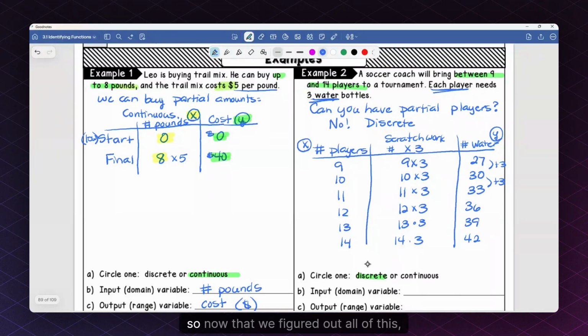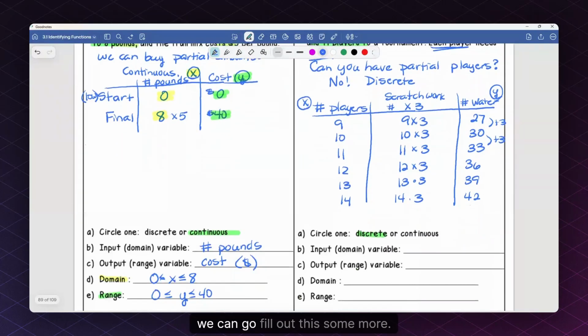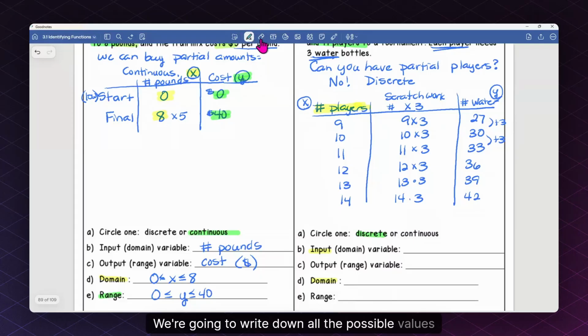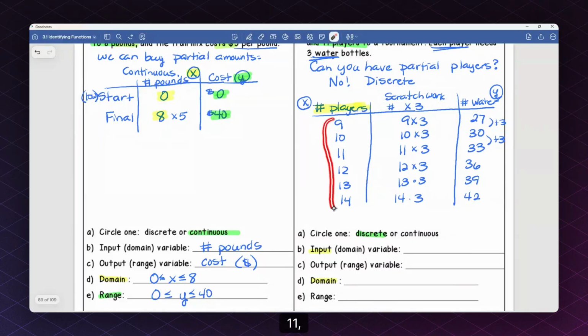All right, so now that we figured out all of this, we can go fill out this some more. Our input values, that's going to be our domain, and that's the number of players. Again, why did we say that was our input? It's because the number of players determines the number of water bottles. It doesn't work the other way. The number of water bottles doesn't determine the players. Okay, so we got that. We're going to write down all the possible values here. So we've got 9, 10, 11, 12, 13, 14. So let's write that out.